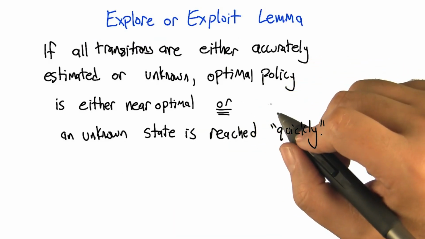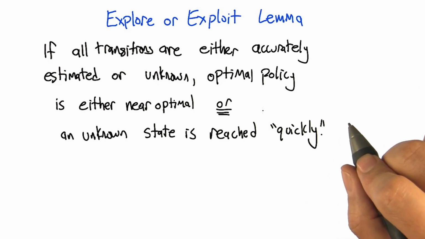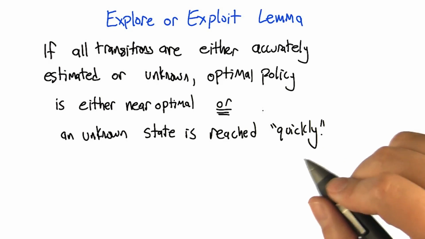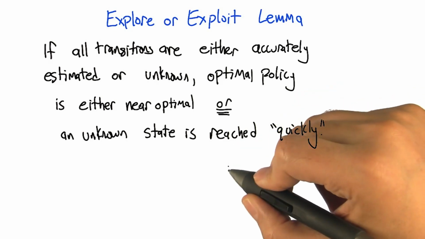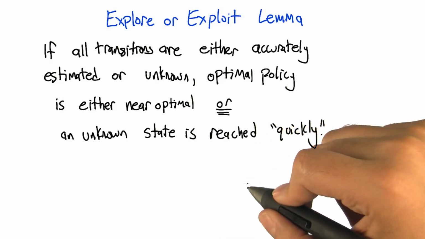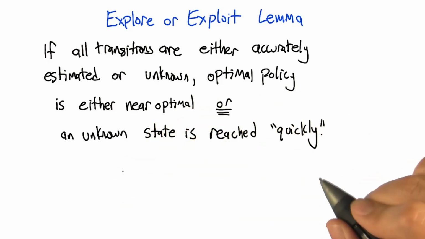So the last little piece to talk about is the explore or exploit lemma. The idea of the explore or exploit lemma is it gives us the piece of the argument that we did when we were doing deterministic RMAX, which basically said if we are in some kind of a loop going around and around and around, then we're getting optimal reward. If not, then we're going to quickly reach an unknown state and we're going to learn something.